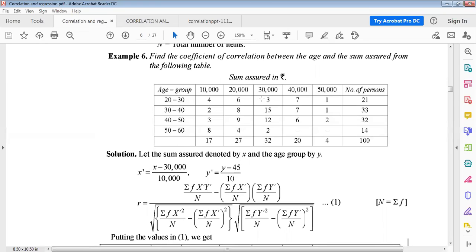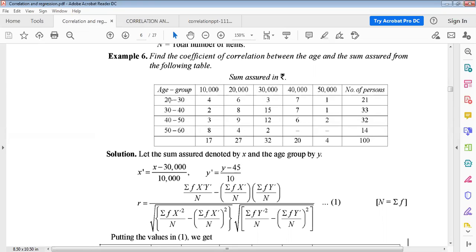So x dash will be what? x minus 30,000, where 30,000 is the middle value, the assumed mean of money. And the class interval is 10,000, increasing by 10,000. This is why x dash equals x minus 30,000 divided by 10,000. And y dash will be y minus 45, which is assumed.